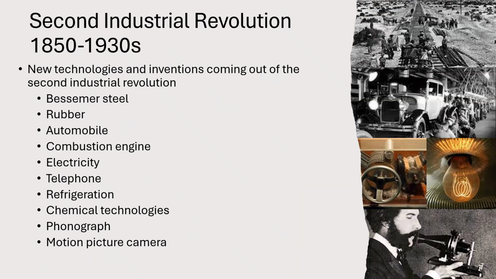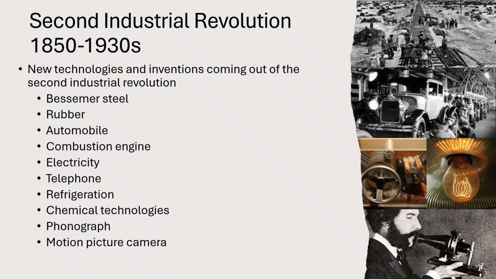So while much of the first industrial revolution was focused on taking labor out of human hands and putting it into the hands of machines, the second industrial revolution is really focused on technology and development and just making life easier and more comfortable generally. So it's a natural progression.